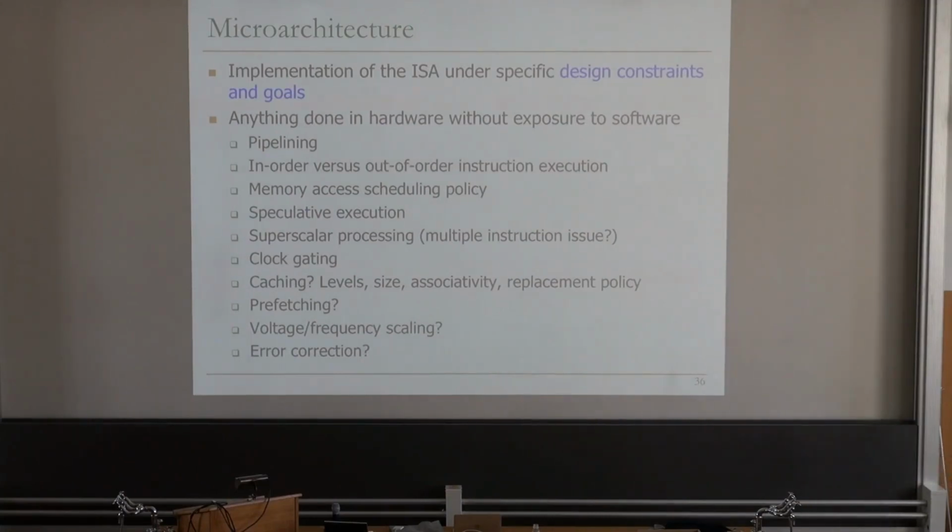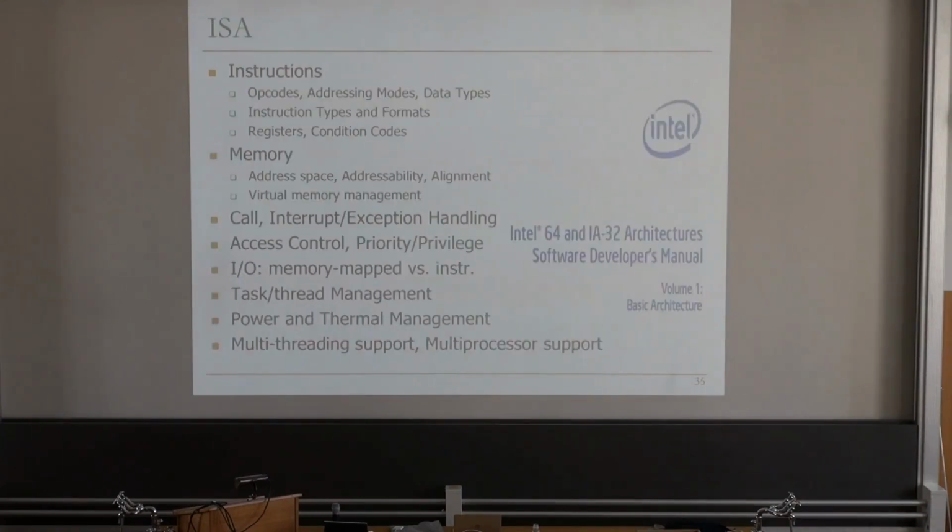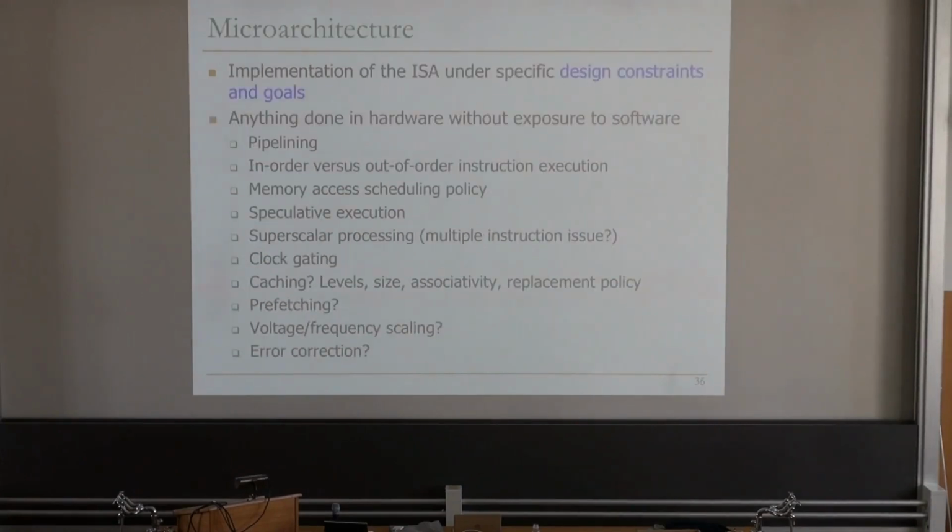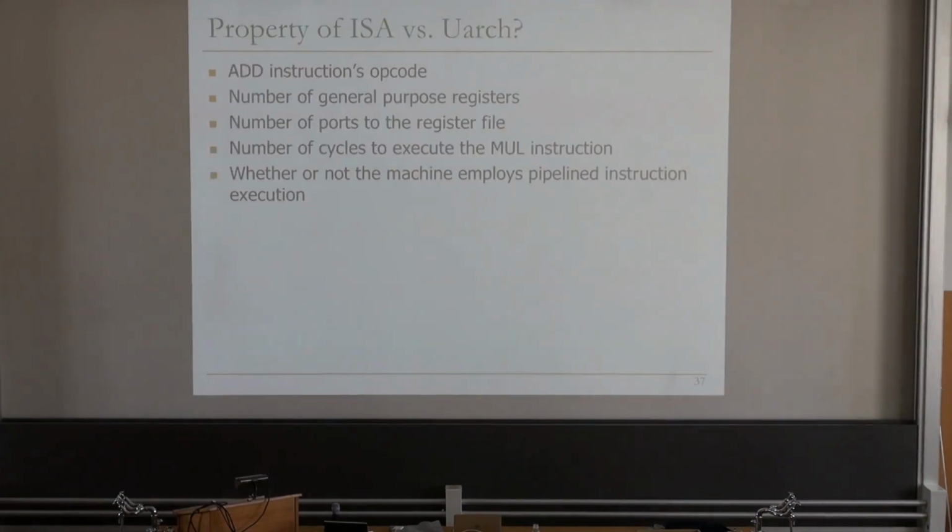People don't say, assume this cache size. It's specified in the hardware optimization manual, which is a completely different manual. It's not specified in the software developers manual, basically the ISA manual. Okay, yeah, voltage and frequency scaling, error correction. I think you can think about that, whether that's part of the ISA or not.